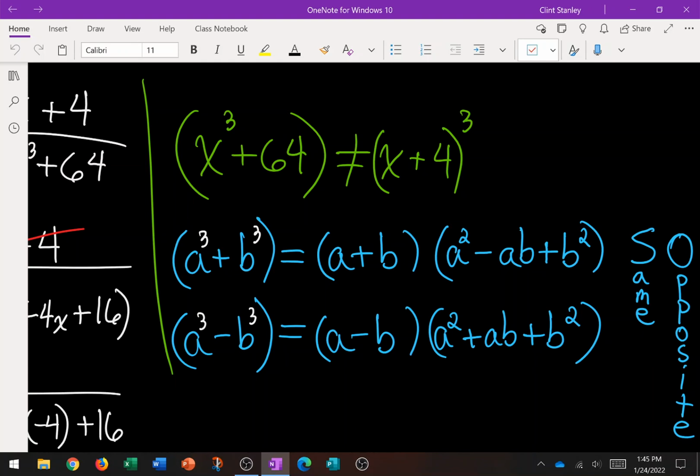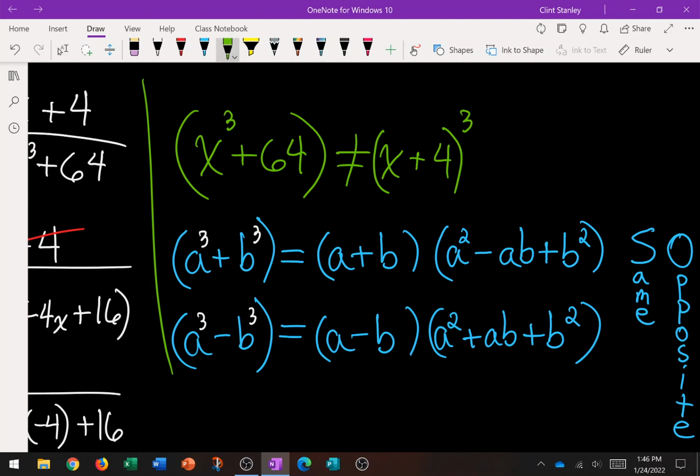I wrote down the wrong thing. I had it written down with the cube out here. That's wrong. I wanted to correct that.